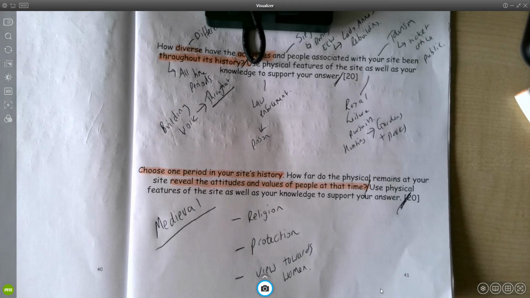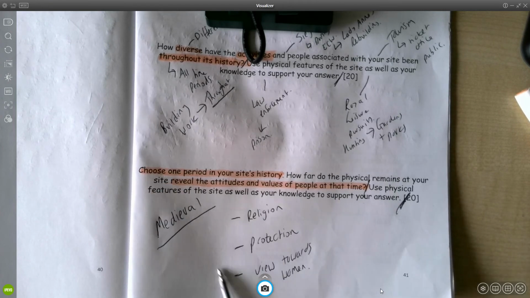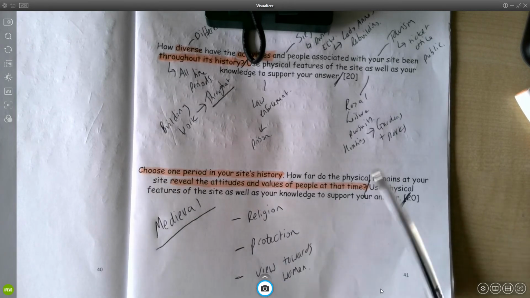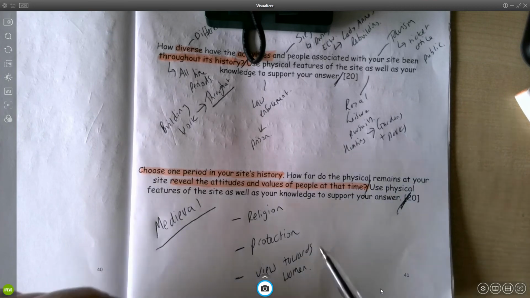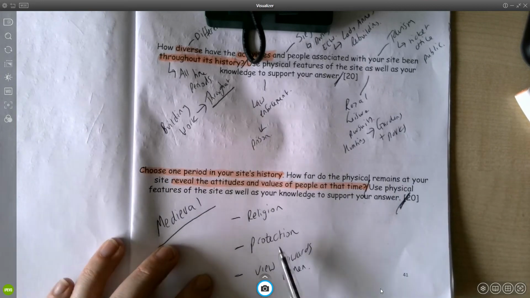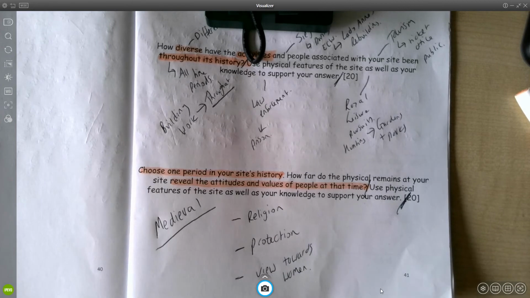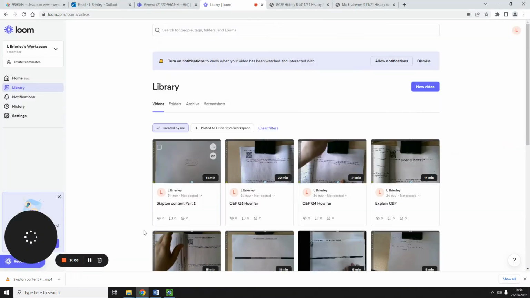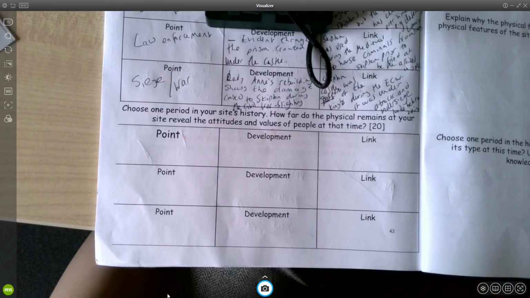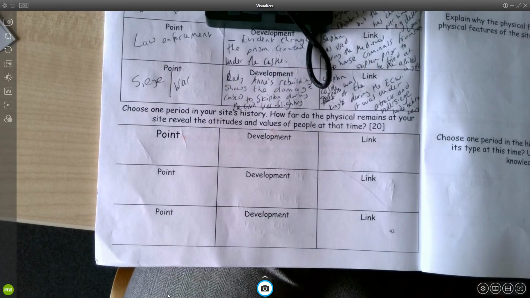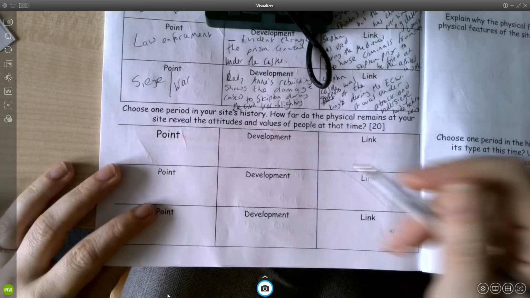Okay. Now, these are more your link points actually. How far do the physical remains? See if you can work out which physical remains would help you work out the attitudes and values of people at that time. Okay, so let's use those points that we identified.